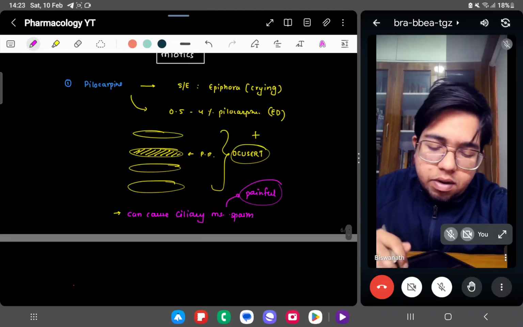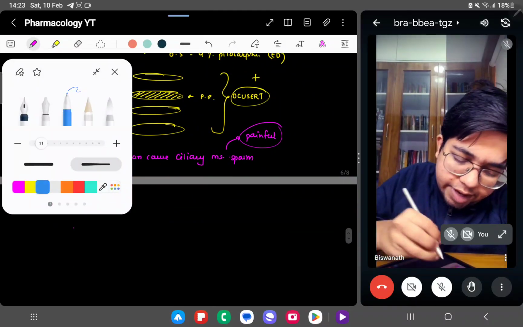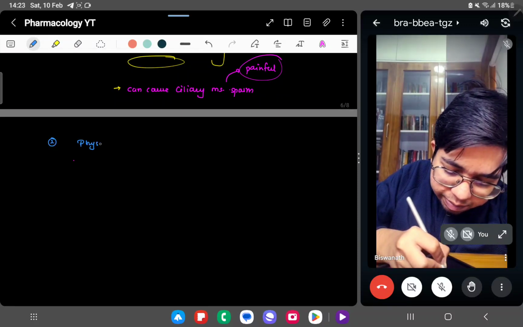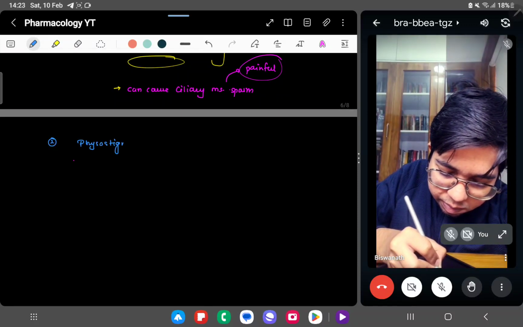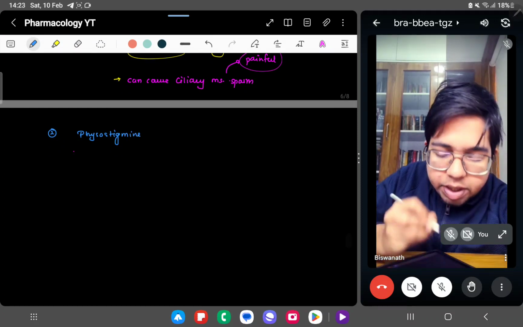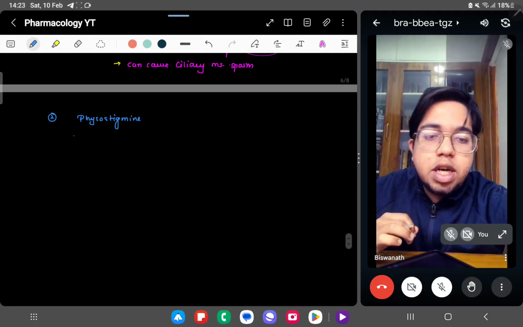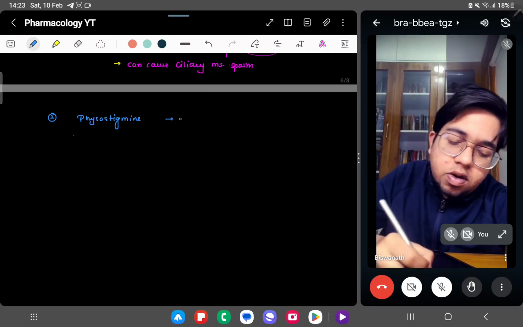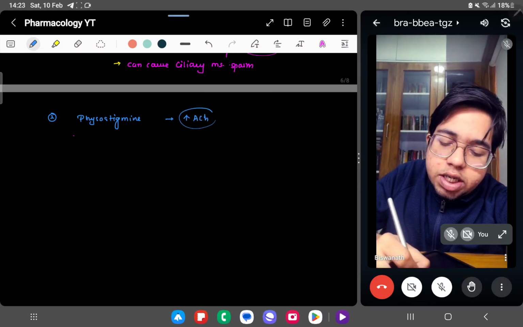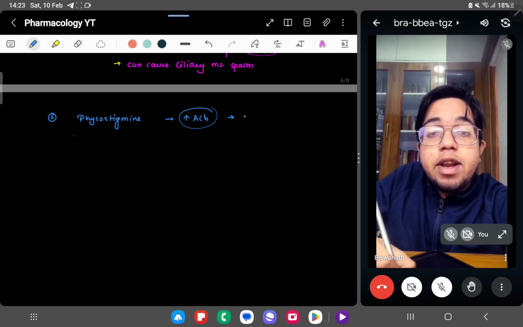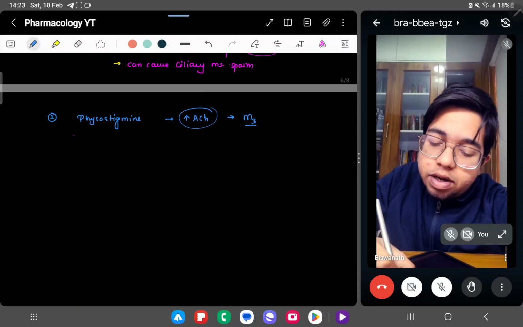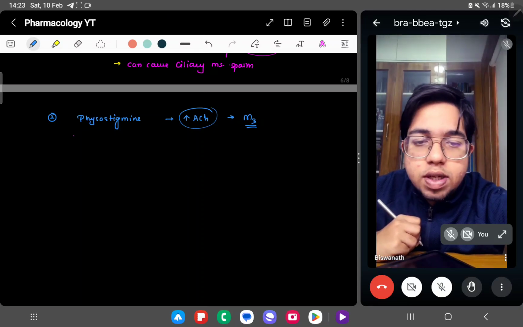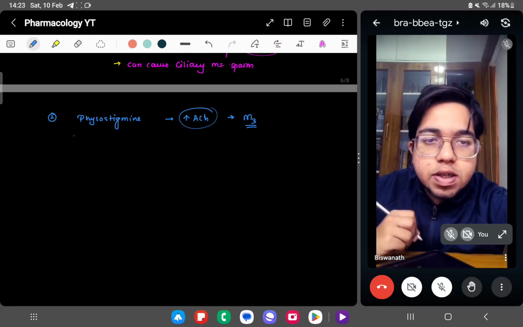Next we have a carbamate drug. If you have studied ANS, it's very easy. The carbamate drug is physostigmine. Neostigmine, physostigmine will increase the ACh level. So physostigmine is a cholinergic drug. If it increases the ACh level, it will stimulate your M3 receptor, and this M3 will cause miosis.